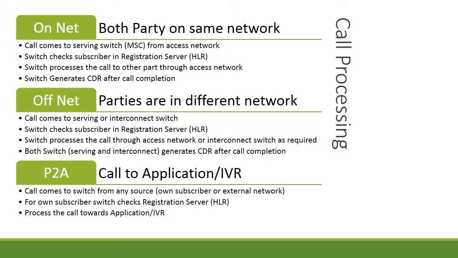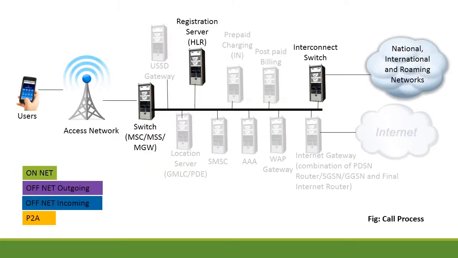If it is a peer-to-application call, then it comes to the MSC and the MSC sends it to the HLR for verification. Again, routing is configured in such a way that the call comes to the IVR directly. If the call comes to the IVR, then the IVR starts to process the call. Now we try to visualize the call processing. In this process, the involved nodes are basically the MSC, HLR, interconnect switch, third-party network, and obviously the access network, and also the user who initiates the call or the user who receives the call.